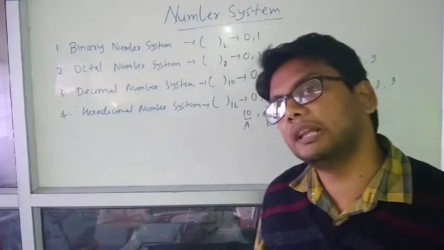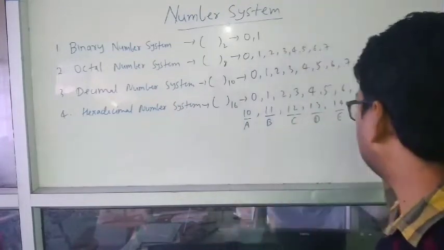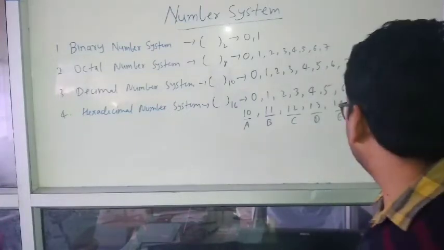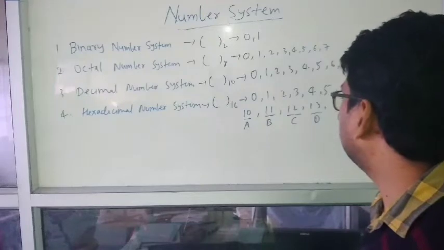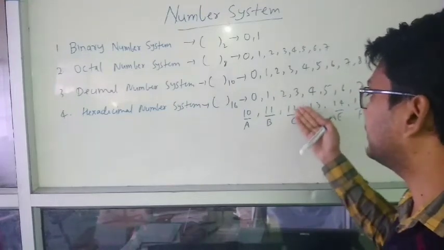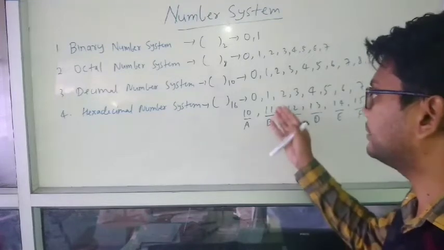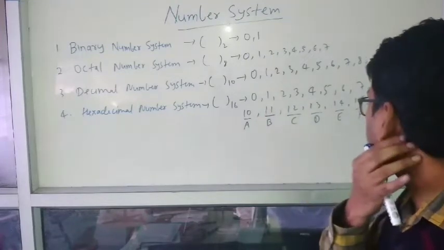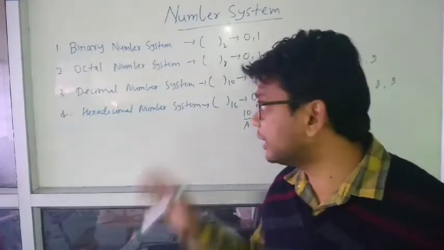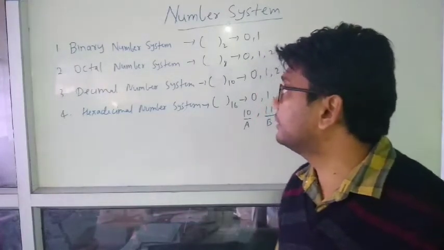The last digit will be F, which represents 15. E represents 14, D represents 13, C represents 12, B represents 11, and A represents 10. So these things we have to keep in mind, that is, how we represent the number systems.